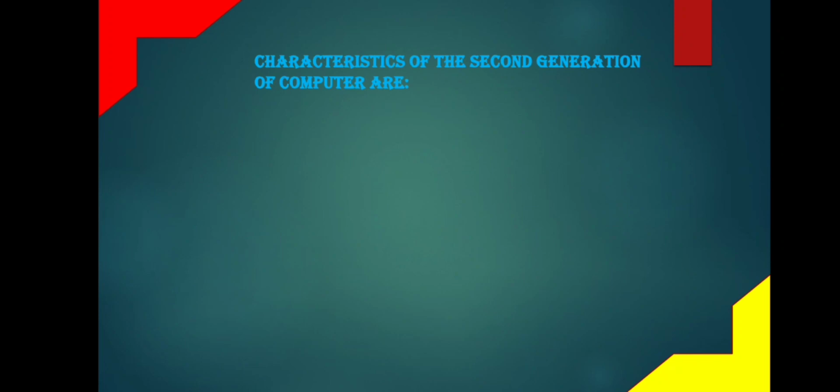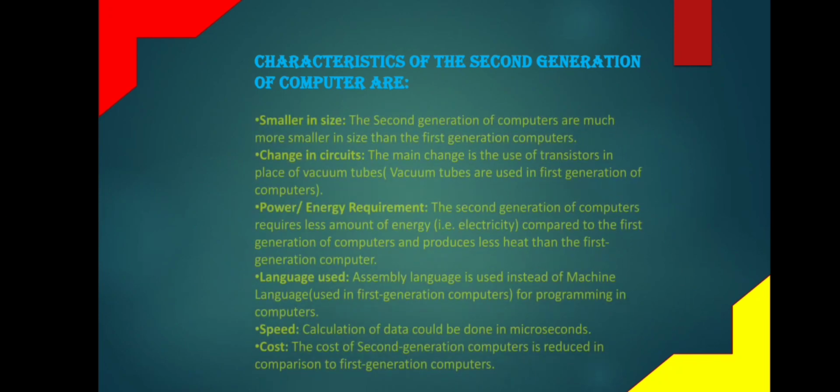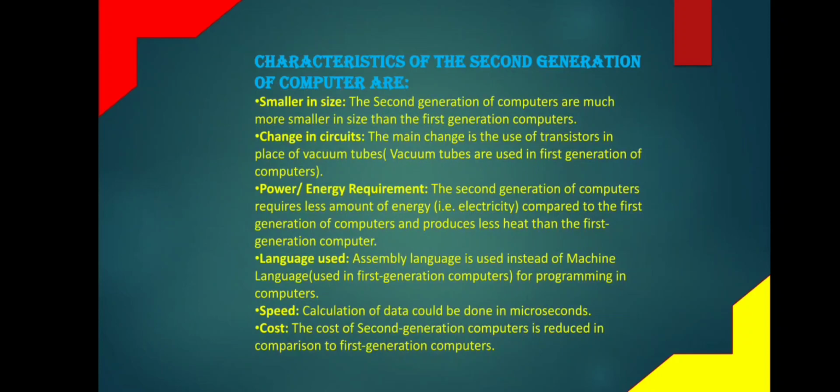Here are some characteristics of the second generation computer. Smaller in size. The second generation computers are much smaller in size than the first generation computers. Change in circuit. The main change is the use of transistors in place of vacuum tubes. As we have seen, vacuum tubes were used in the first generation of computers. Power energy requirement.